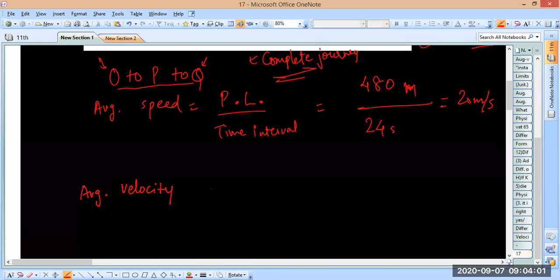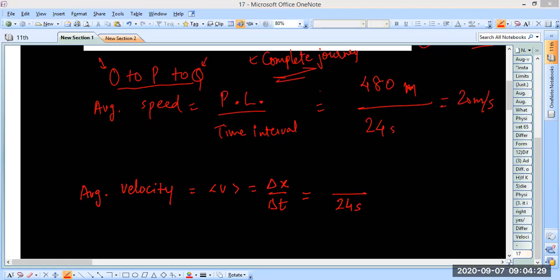The formula of average velocity is delta x by delta t. First of all, the time interval to go from O to P to Q is 24 seconds. I hope the denominator is not a problem for anyone. Yes, that's right. Now we will talk about the numerator, that is delta x. I want you to tell me what is delta x, the displacement. How much displacement here? What is the value of delta x?